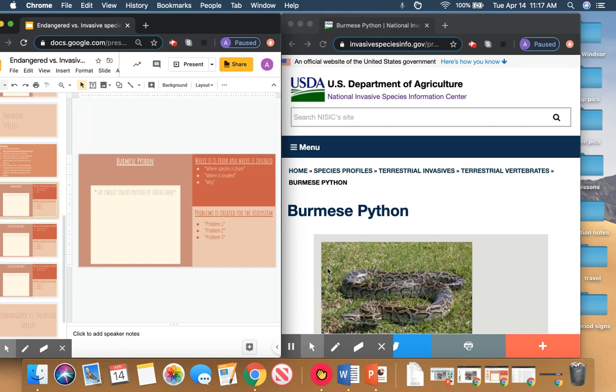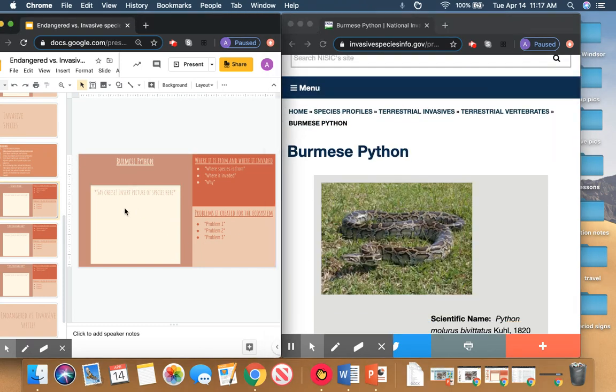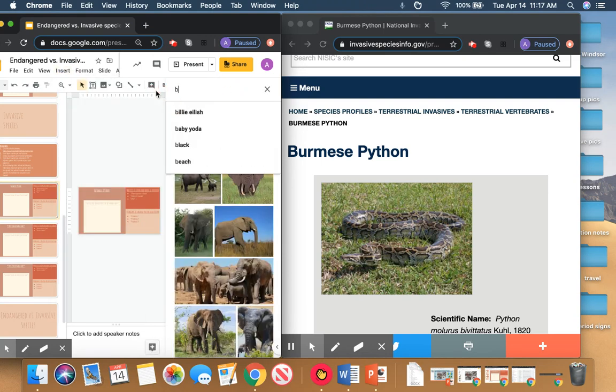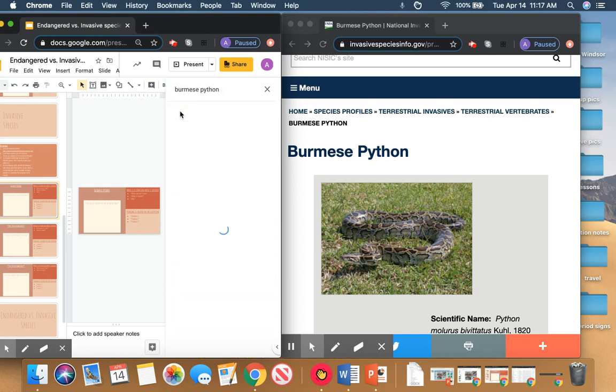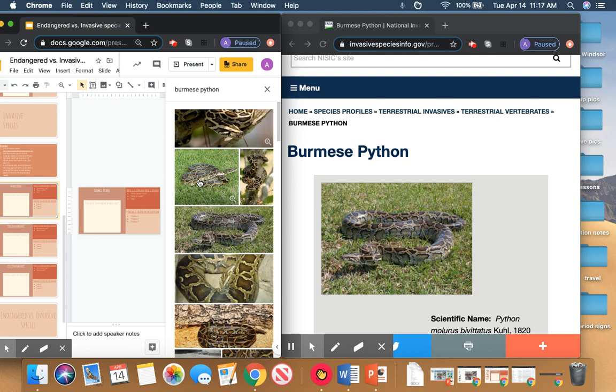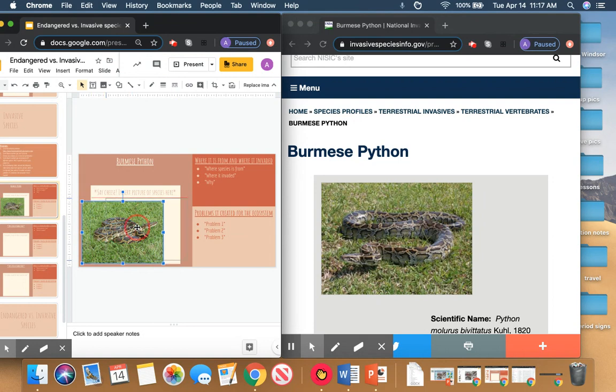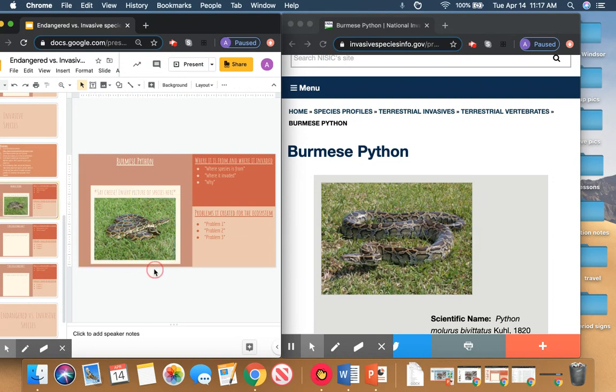Again, insert a picture, so I can either use this picture, or again, I can go to insert, image, search the web, and then I'm going to search Burmese python. And I'll pick this one to insert. And there we go. I have my nice little picture of my species.